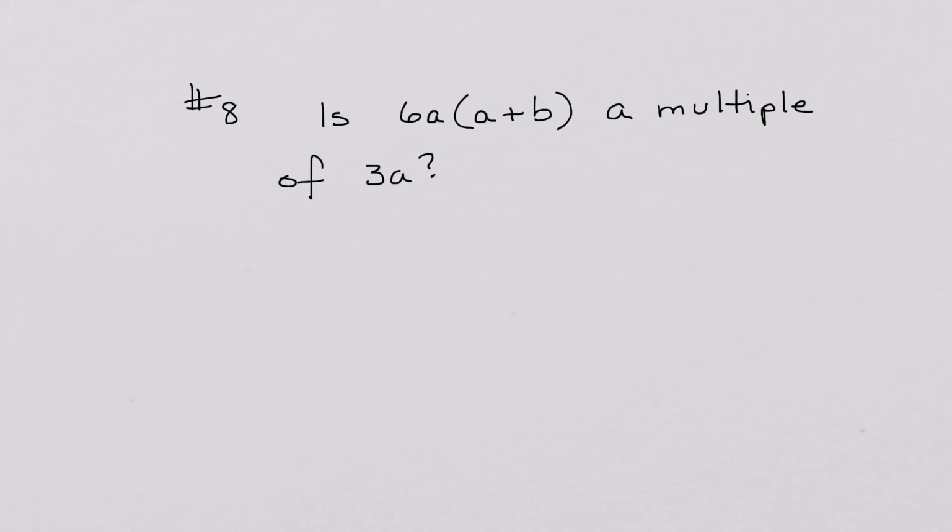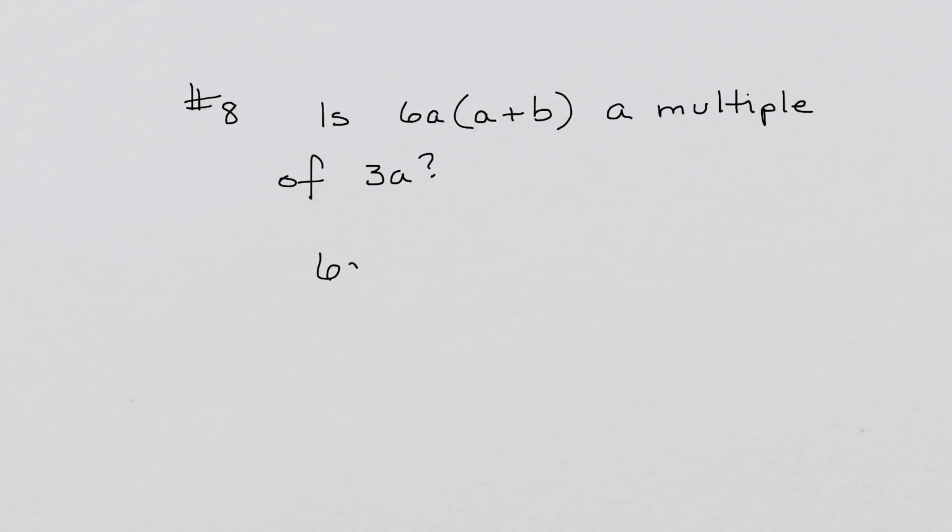And let's take a look at 8. It says, is 6a times a plus b a multiple of 3a? So what I want to do is rewrite this 6a times the quantity a plus b as 3a times something, if that's actually possible. If it's not possible, then I'll say, no, you can't do it.